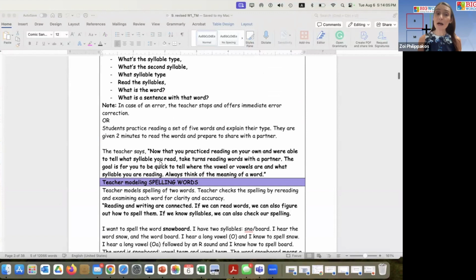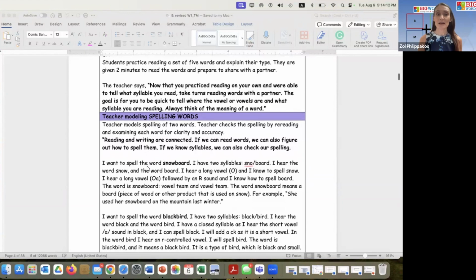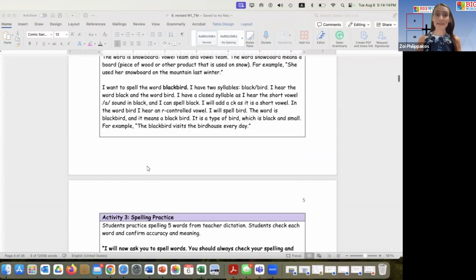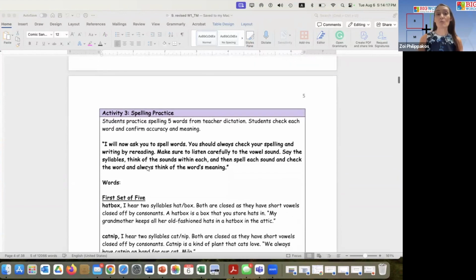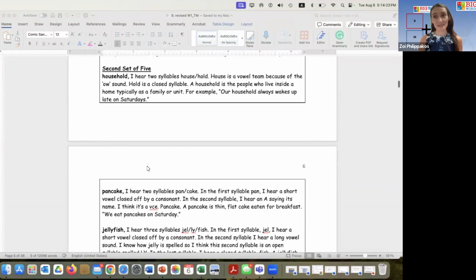After that, the students and the teacher will practice independently. The teacher will model spelling words, and then the students will have words to practice and apply. And the students will have a first set of 5 and then a second set of 5. Again, if they miss the progress monitoring goal on the first week, then the teacher will reteach using the second set of 5. Consider the second set of 5 as reteaching.